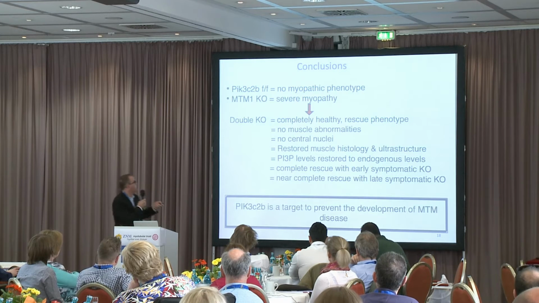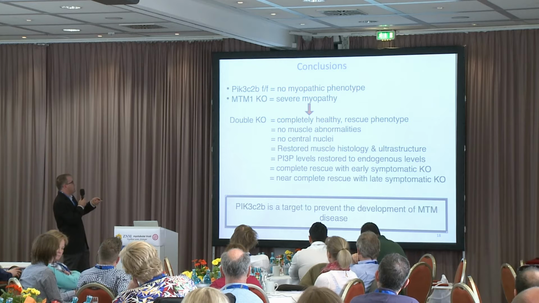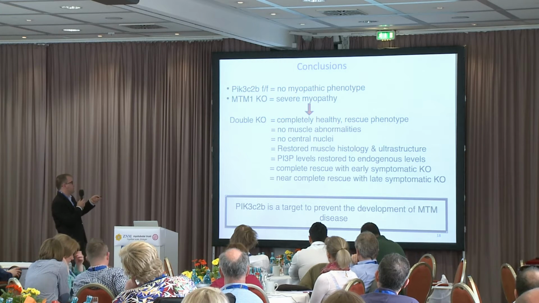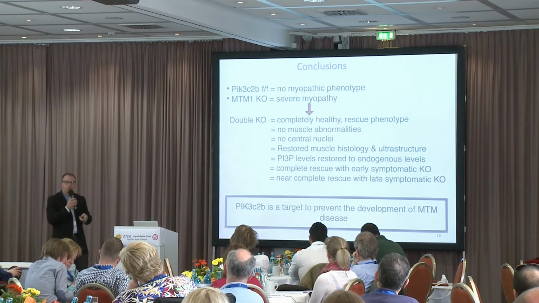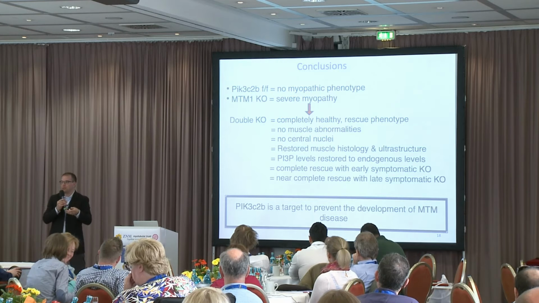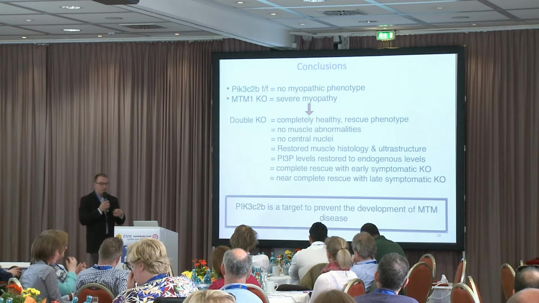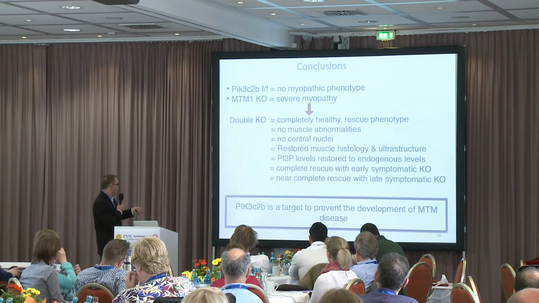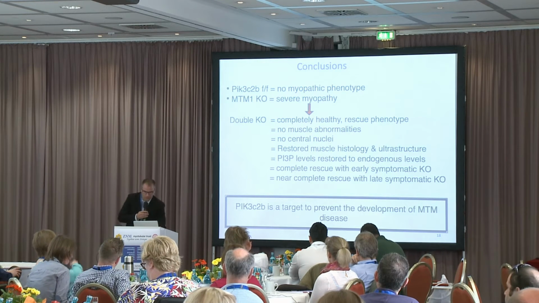So to conclude, when we target this enzyme, this PI3 by itself, we don't see any problems with the muscle. We know that the MTM mouse model has a severe myopathy. When we combine them together, we see basically complete either prevention of the phenotype if we do it before the animals get sick, or a complete rescue of the phenotype after the symptoms develop. And we can therefore conclude that this PI3 is a very attractive target as a potential therapy.